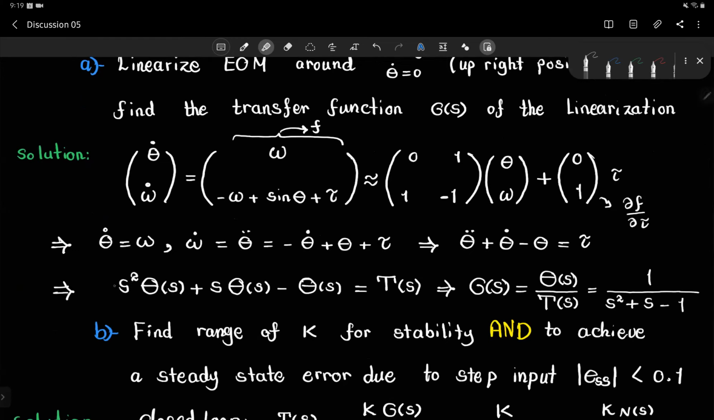So we take the Laplace transform of both sides, right? So we get s squared times theta of s plus s times theta of s minus theta of s, all of this equal to T of s, which is just the Laplace transform of tau. So if we look for that transfer function, it's just going to be equal to theta divided by tau, right? So from this equation, we see that G of s is just going to be equal to 1 divided by s squared plus s minus 1. Any questions?